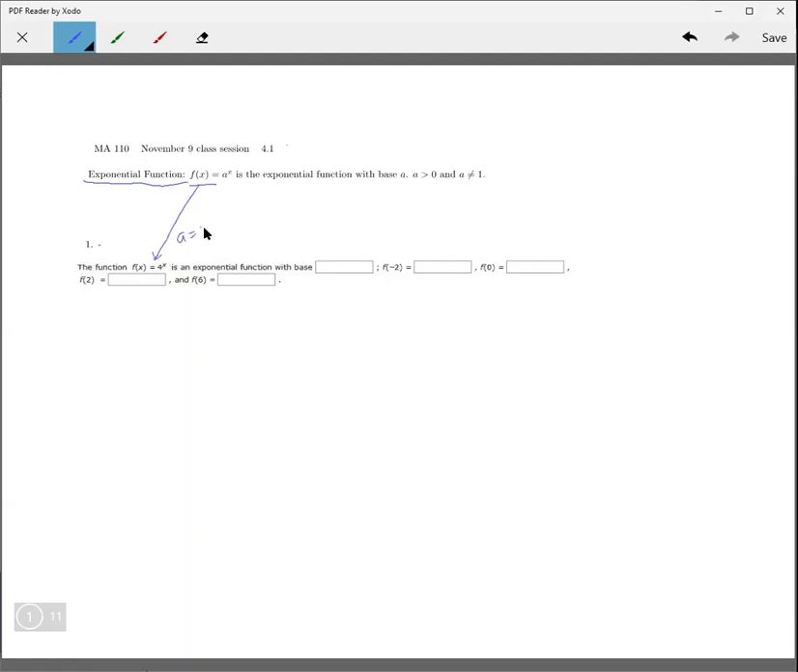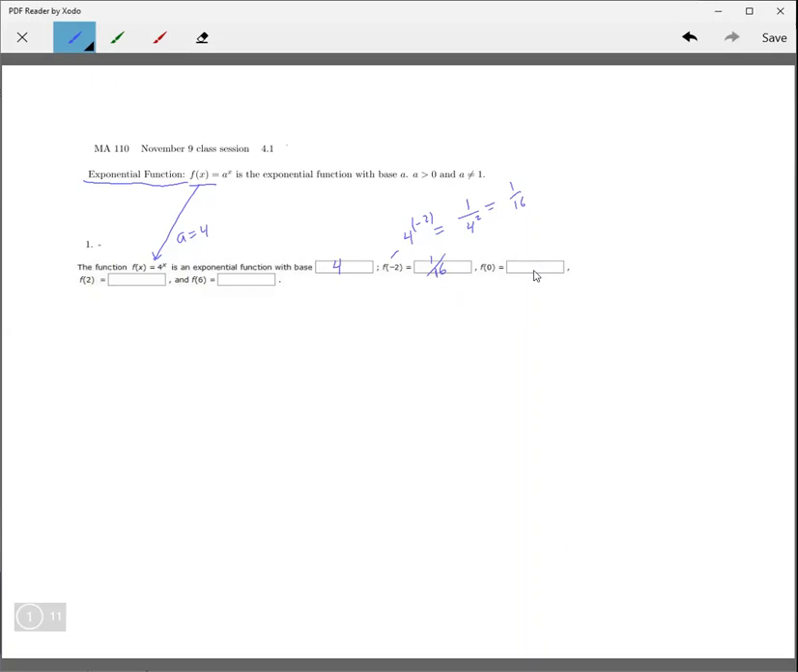Here we have a is 4. This number 1 is an example where a is 4. So the base is 4. Then you're also evaluating at different points. So f of -2, that would be 4 raised to the -2. Now remember, when we raise to negative exponents, it's 1 over 4 raised to the corresponding positive exponent. So it's 1 over 16. That's what's going to go in here, 1 over 16.